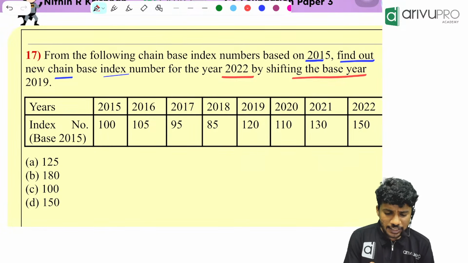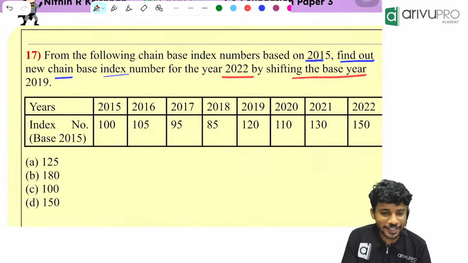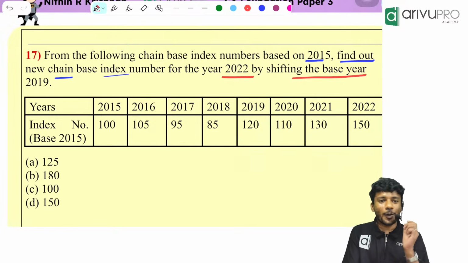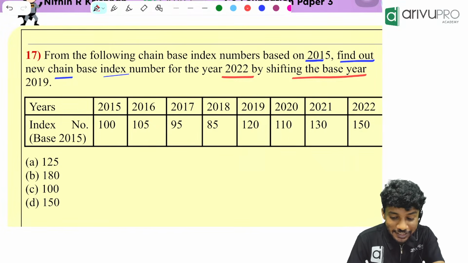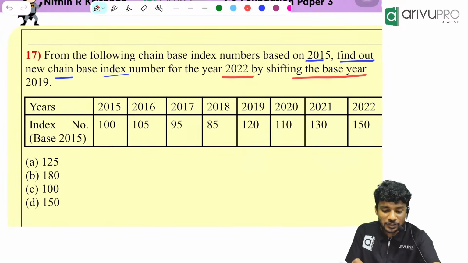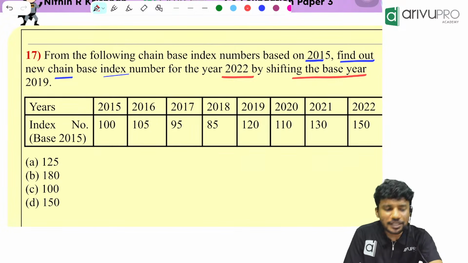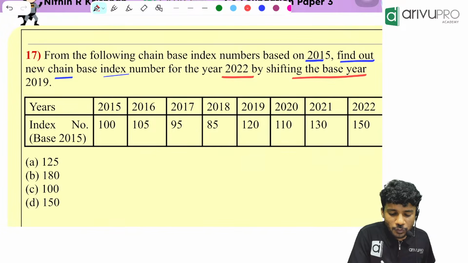Now here, they are asking from the following chain base index number based on 2015, find out the new chain base index number for the year 2022. Our original index is 150. By shifting the base to 2019, the index there is 120. The shifted price index is the original, 150, divided by 120, multiplied by 100, which gives 125. This is the shifted price index. Clear, people?